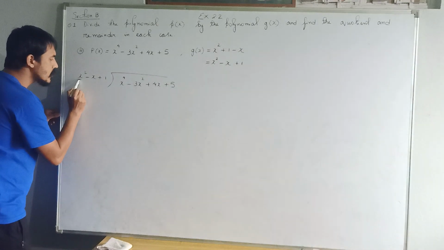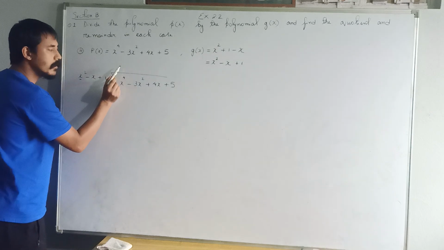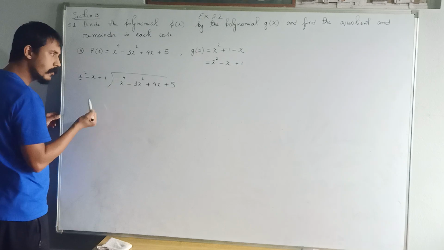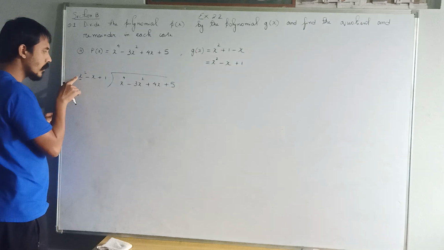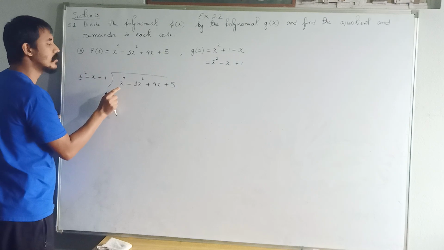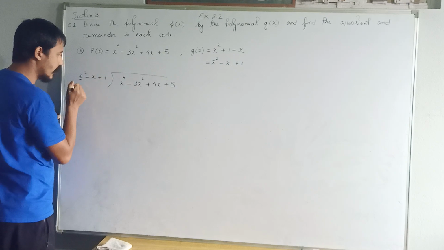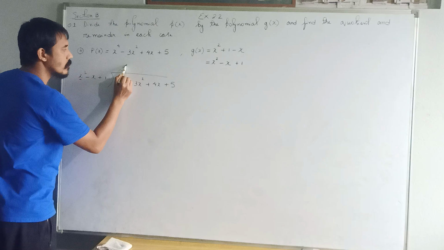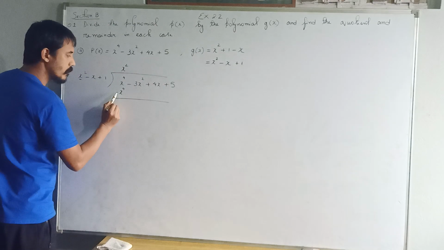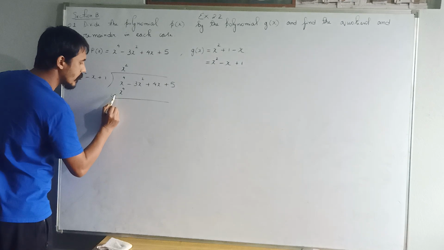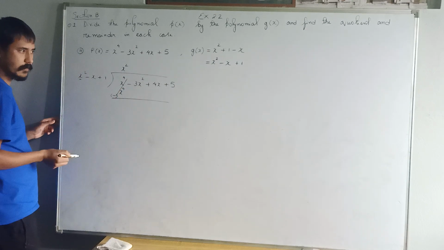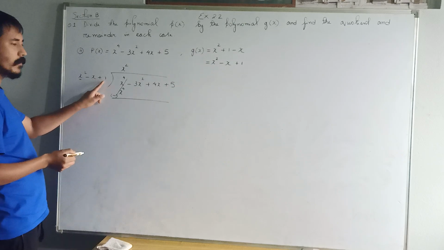Now, x square multiplied with which term will give you x to the power 4? Yes, x square multiplied with x square will give you x to the power 4. Now this is positive, so we make it negative. So x to the power 4 minus x to the power 4 will cancel out. Now let's multiply by the remaining terms.